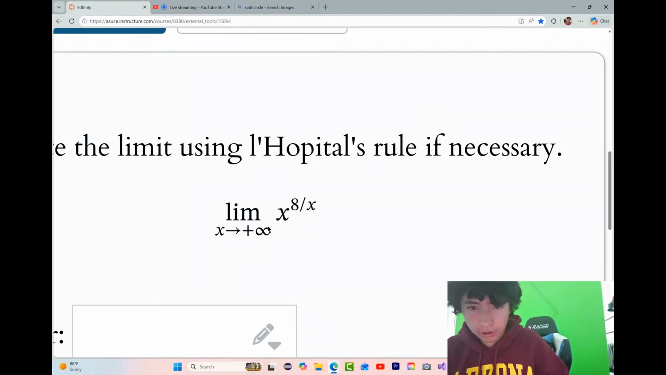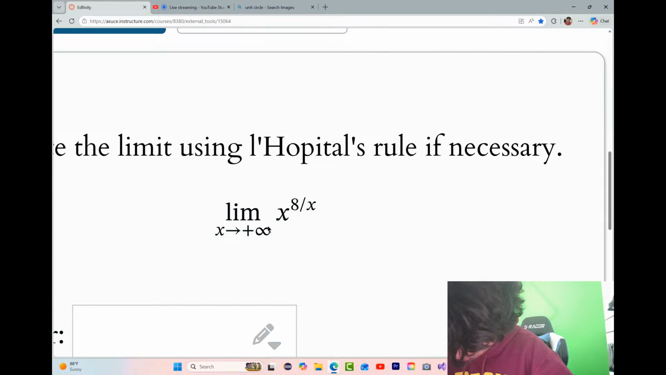One question left. Okay, so we have the limit as x tends to positive infinity of x to the power of 8 over x. This is going to equal infinity to the power of 0, so that's an indeterminate form.